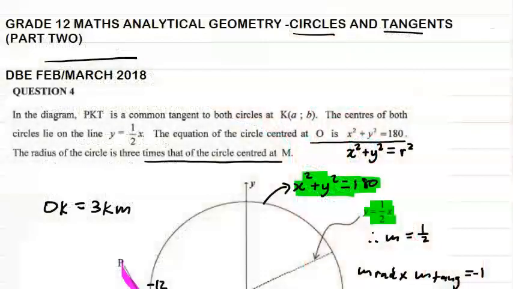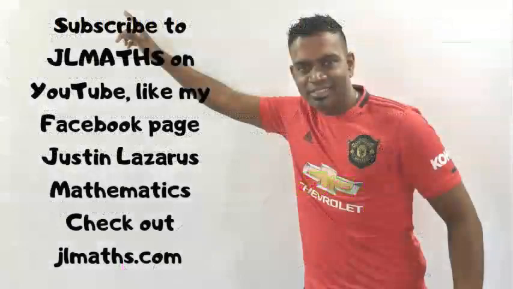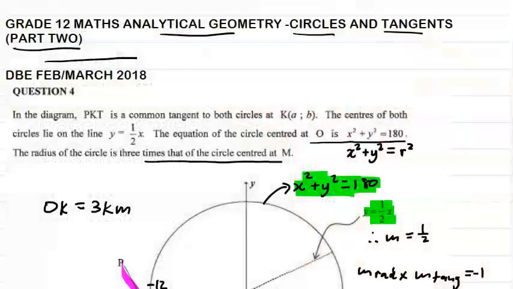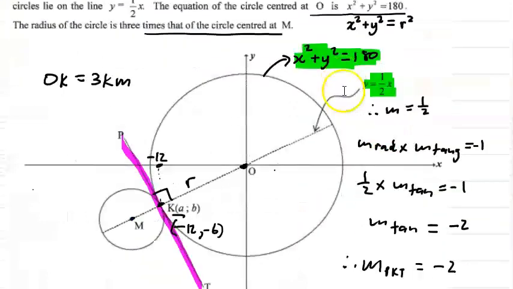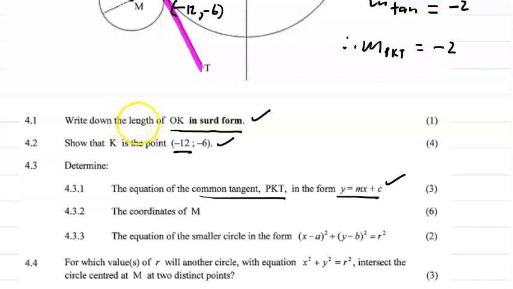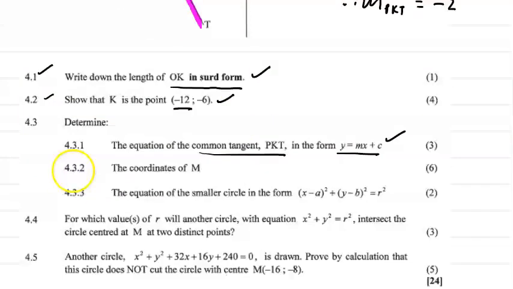And in this particular video, this is grade 12 maths analytical geometry, circles and tangents part 2. If you haven't watched part 1 already, please watch part 1 before you watch this video. In part 1, we've already answered the length of OK in surd form. So we've answered 4.1, 4.2, show that K is the point (-12; -6), and we've answered 4.3.1, the equation of the common tangent PKT in the form y = mx + c.